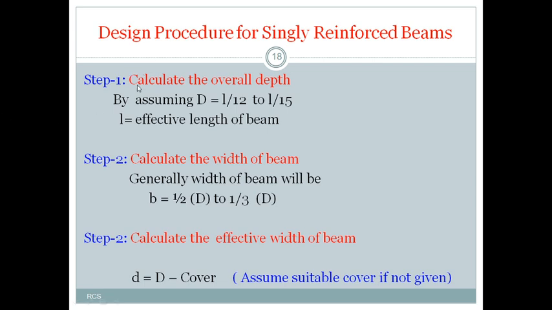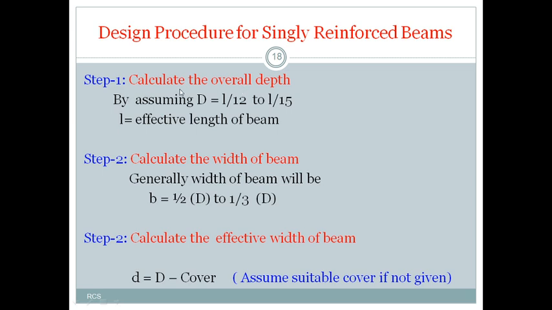Sometimes the problem directly gives the effective length of the beam. If not, and it gives only the clear span of the beam, then we have to calculate the effective length of the beam. We have already discussed at the very beginning of this topic how to calculate the effective length of a simply supported beam and a cantilever beam. We have some criteria, and based on those criteria we calculate the effective length if it is not given in the problem. If it is given in the problem, you start from this step.